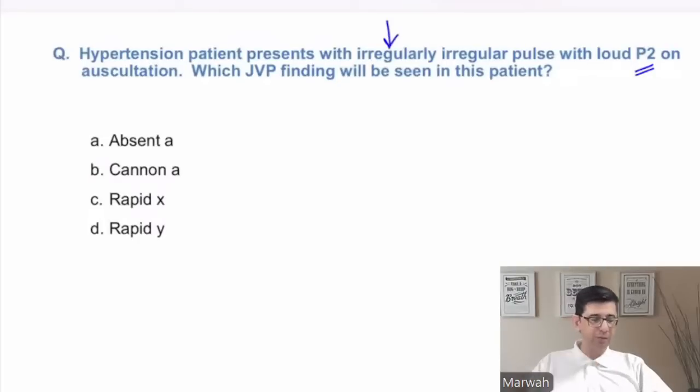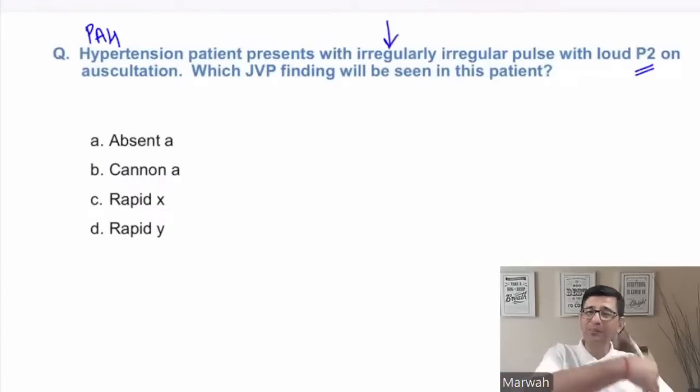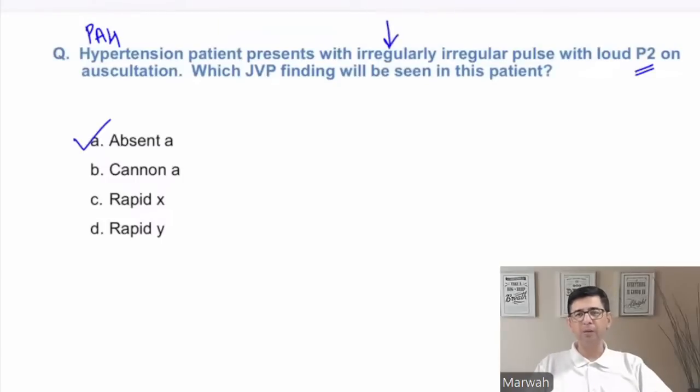Okay, PAH, it's pulmonary artery, right. That is what I was wondering, because systemic hypertension having a loud P2 seemed too far-fetched. It's pulmonary artery hypertension with a loud P2, and pulmonary artery hypertension will cause structural damage to the right atrium, and that will cause the development of atrial fibrillation. So this is going to be an absent A wave. Even if there is no PAH term, okay, fine, I'll still go by that.